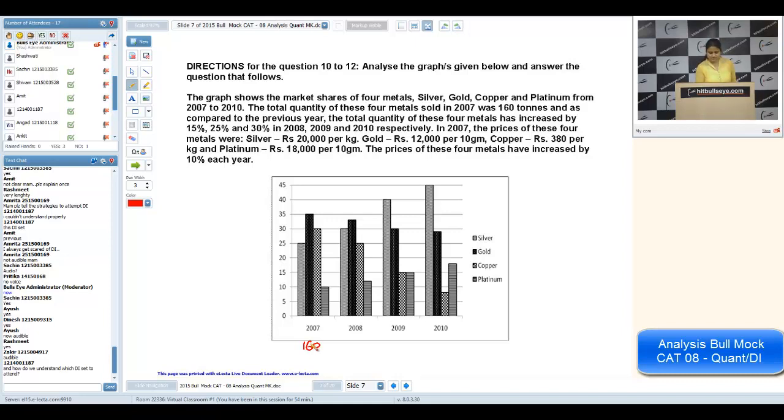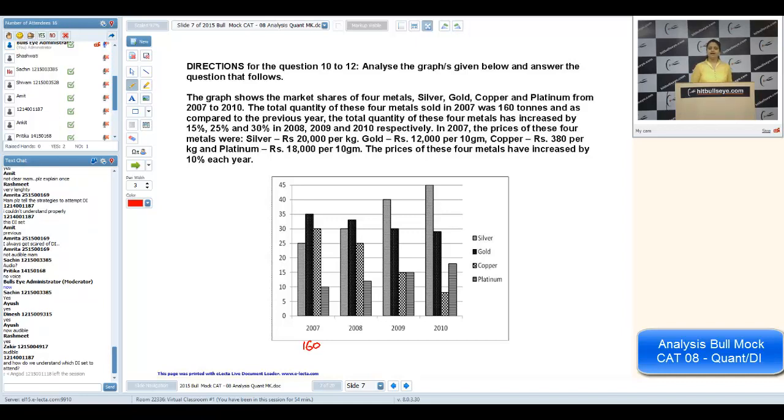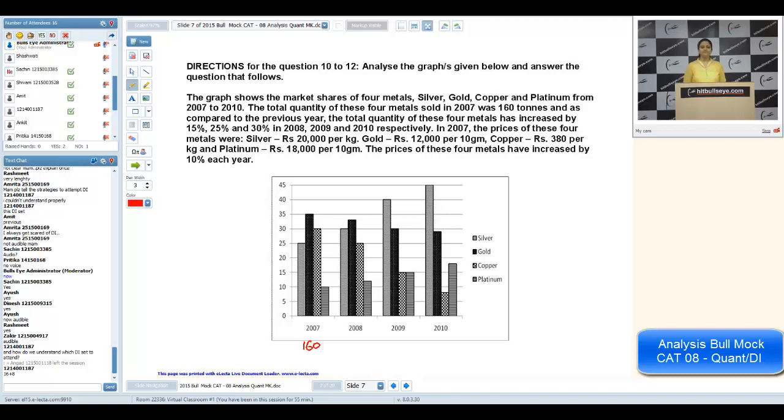In 2008, what is the increment percentage? It will be 15%. What is 15% of 160? My take is whenever I go for calculation and see 15% is easy to calculate, I'll do one thing. I'm comfortable in calculating 10%, 20%, 5%. So 15% can be written as 10% plus 5%. What is 10% of 160? That will be 16. What will be the 5% of 160? It will be 8. So we will add up 24 to this. That is the 15% of 160. So if we add up 24, it will be 184 tons.